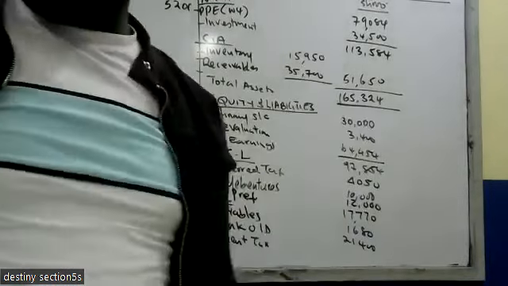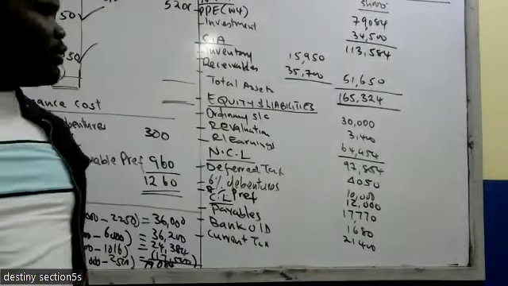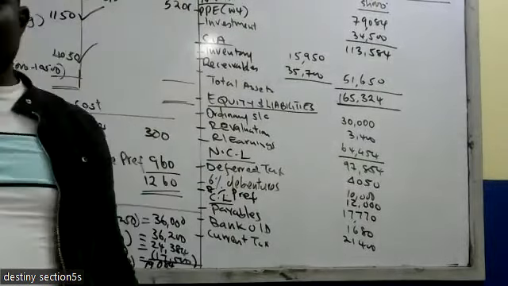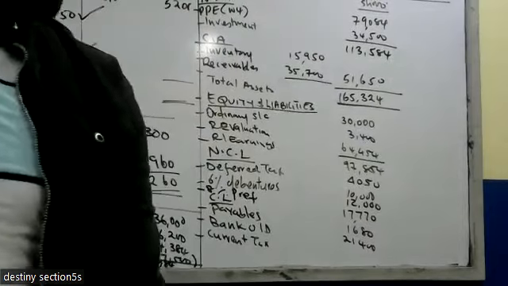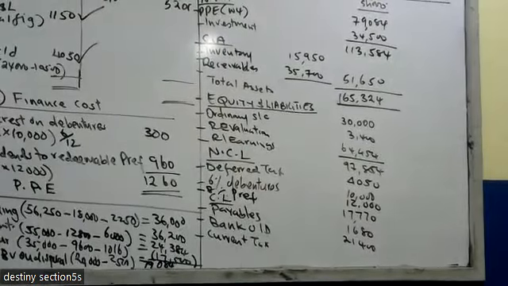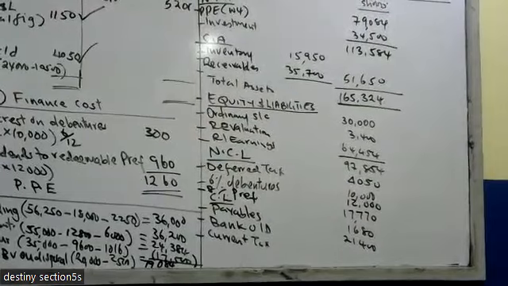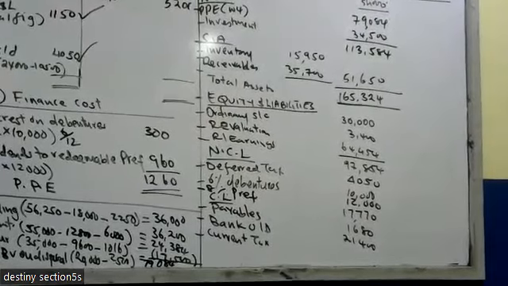Can you add? Maybe the difference we can have is in the dividends for preference, the 480. Or is that the one you are saying? Maybe the 480. What do you get when you add this? When you add the total equity and liabilities, what does it come to?